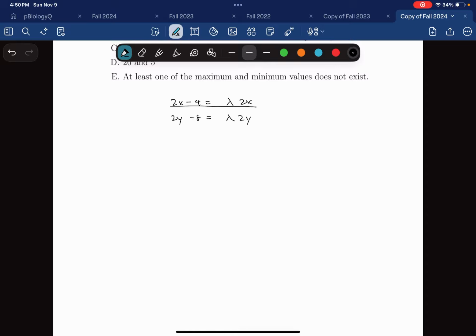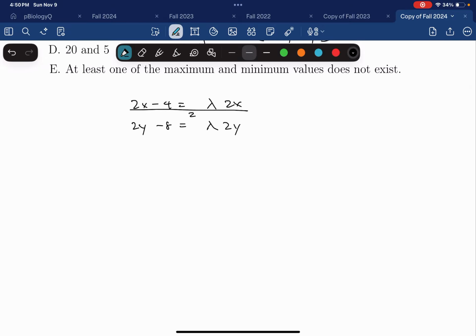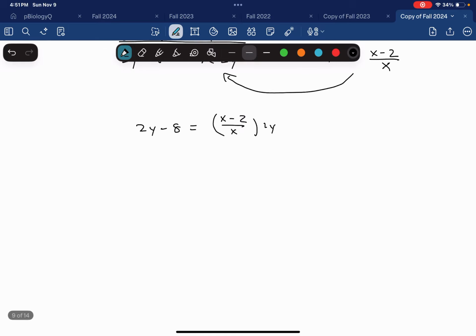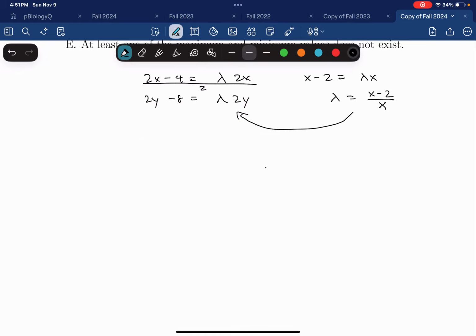So if we divide all this by 2, you get x minus 2 is equal to lambda x. So we know that lambda is equal to x minus 2 over x. So I'm going to plug this into here. So 2y minus 8 is equal to x minus 2 over x, 2y, which means that 2y minus 8 is equal to that. Wait, no, I don't want to do that either. That's going to take too much time. We can do the same thing here.